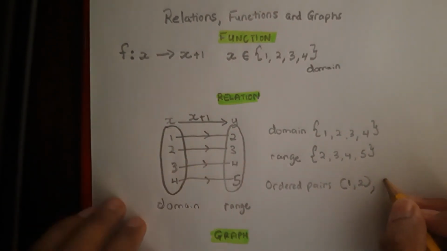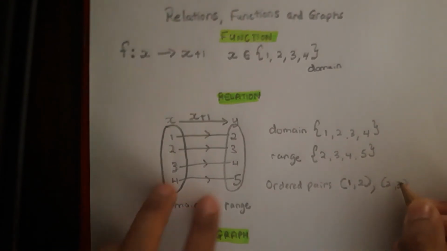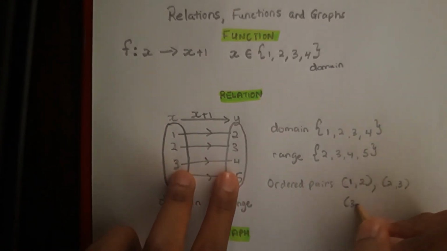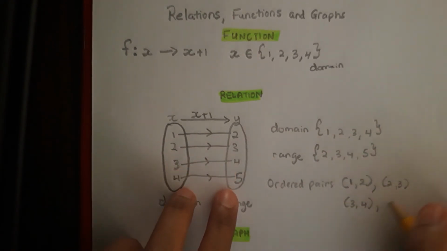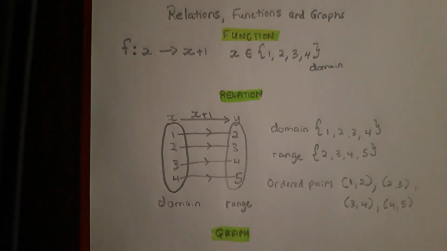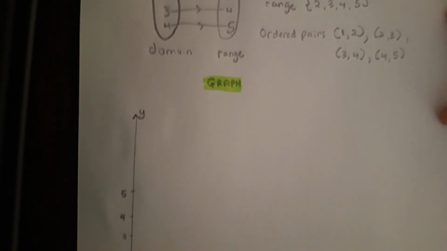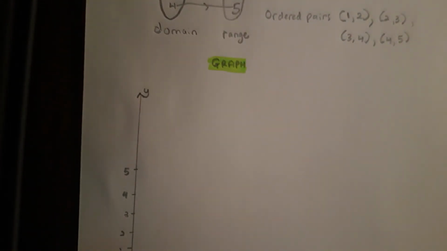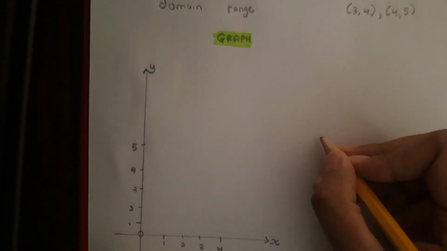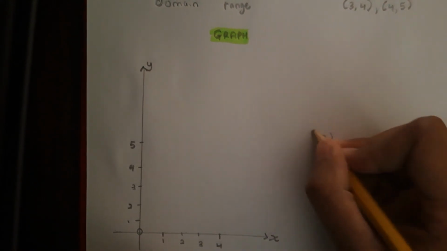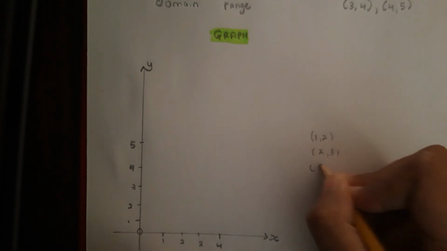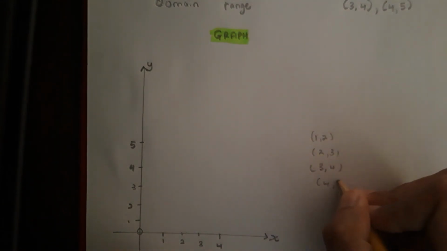Similarly, our second ordered pair, 2, 3. Our third ordered pair, 3, 4. And our fourth ordered pair, 4, 5. These all represent our domain values paired with our range values. And this is what we use when we're plotting a graph. So we're going on to graphs now. So let me just write over the ordered pairs so we could see them. 1, 2, 2, 3, 3, 4, and finally 4, 5.